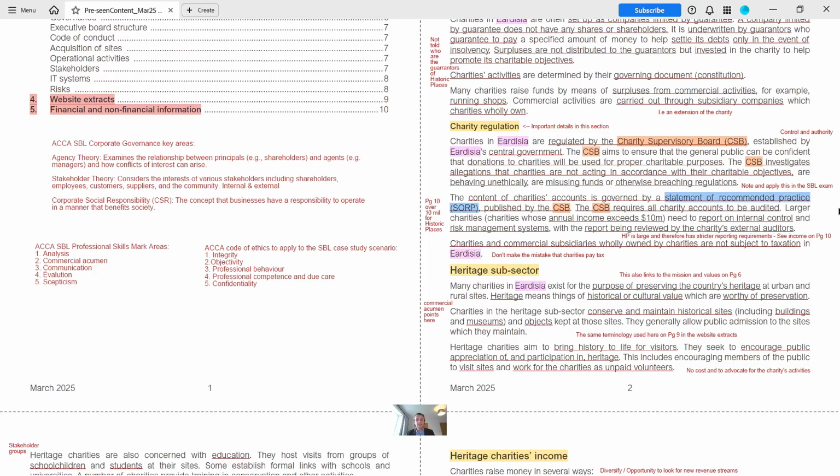Now, when it comes to the charity regulation, you've really got to get your head around this, as charities in ACCA are regulated by the Charity Supervisory Board, the CSB. Make sure you've got that down in your notes.